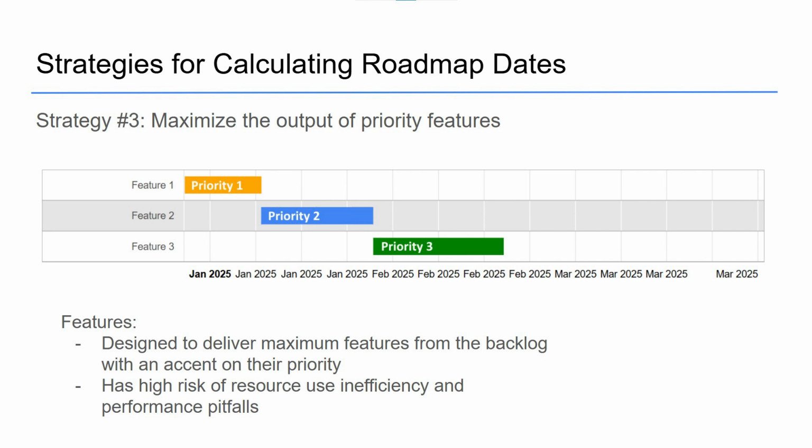While this strategy can seem really attractive to stakeholders, one needs to use it with great care, as it has a really high risk of resource use inefficiency and performance pitfalls. Thus, it must be balanced with proper resource utilization strategies.